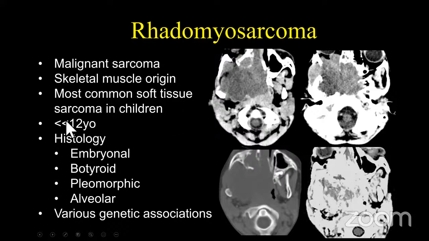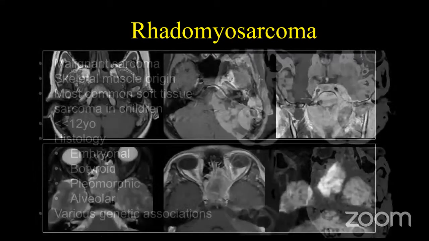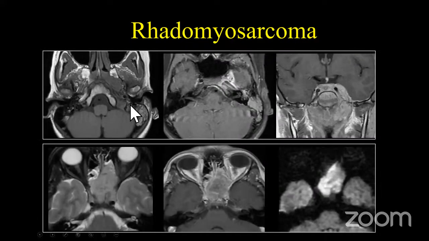They typically arise before the age of 12 years old. And again, similarly, they can have a variety of different histological components that give you the variable enhancement pattern that we see on MR. So this is an example of a rhabdomyosarcoma involving the nasopharynx. Now, one thing here that tips us off that this is ominous, I want you to point right here. This is unilateral mucosal thickening involving the mastoid air cells.